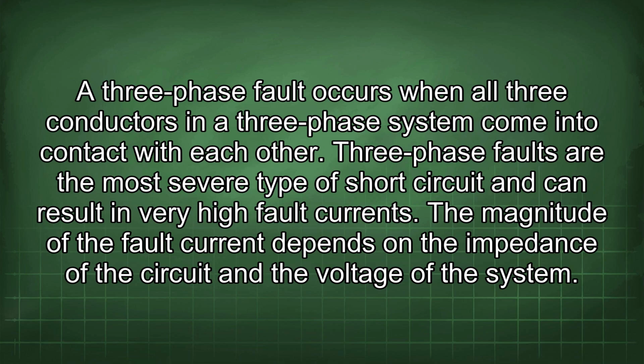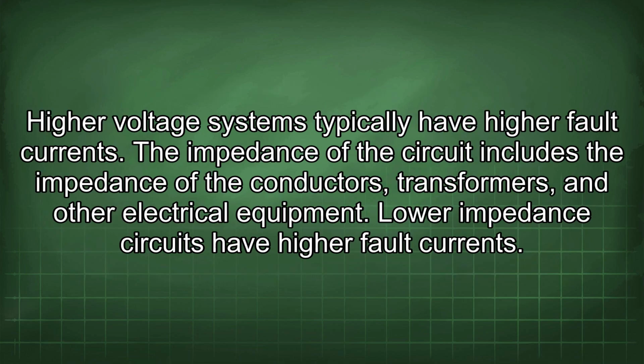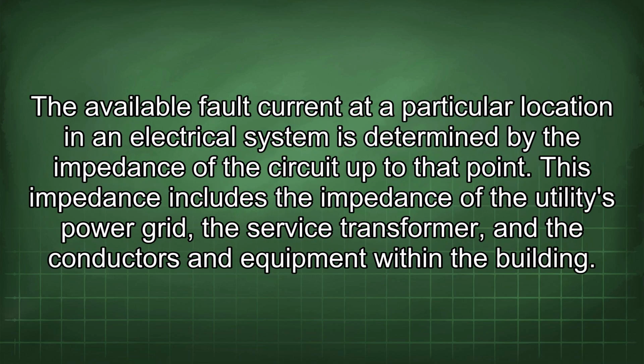The magnitude of the fault current depends on the impedance of the circuit and the voltage of the system. Higher voltage systems typically have higher fault currents. The impedance of the circuit includes the impedance of the conductors, transformers, and other electrical equipment. Lower impedance circuits have higher fault currents. The available fault current at a particular location in an electrical system is determined by the impedance of the circuit up to that point. This impedance includes the impedance of the utility's power grid, the service transformer, and the conductors and equipment within the building.